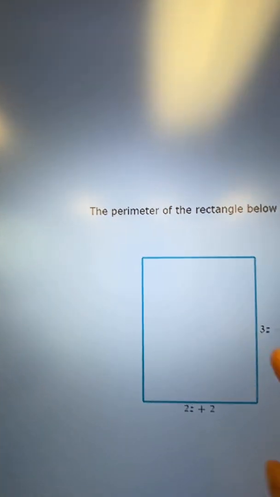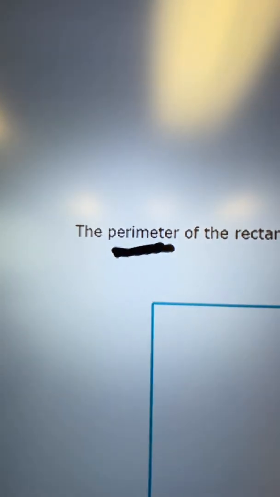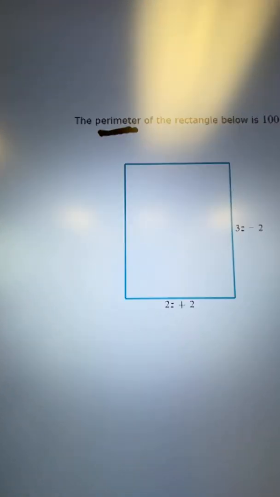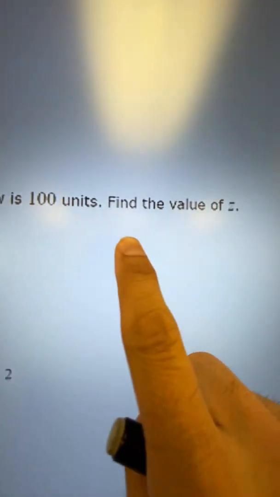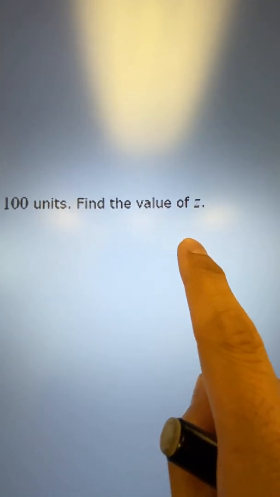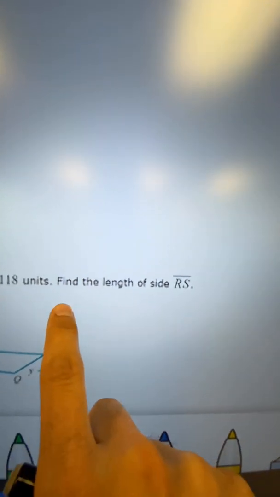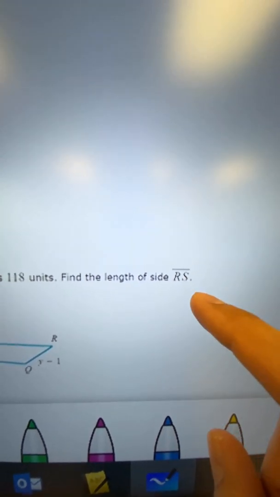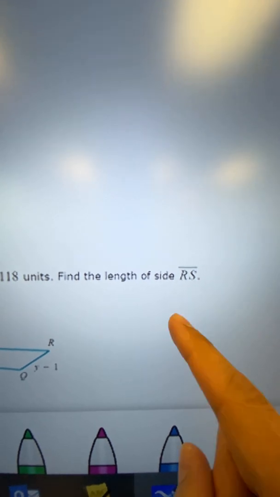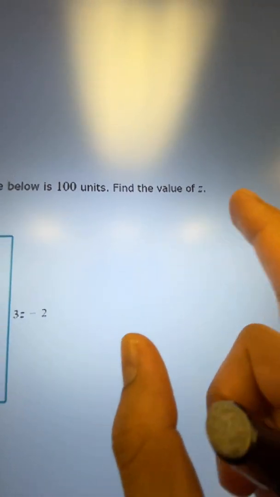What you need to know to solve these problems is, first, you have to understand what perimeter is, so I'm going to go over that. The other thing you have to understand is what they're asking you to find. Some examples might say find the value of the variable z, but other ones might say find the length of one of the sides. I'm going to show you how to solve the type where they ask for the length of a side versus when they say just find the value of z.